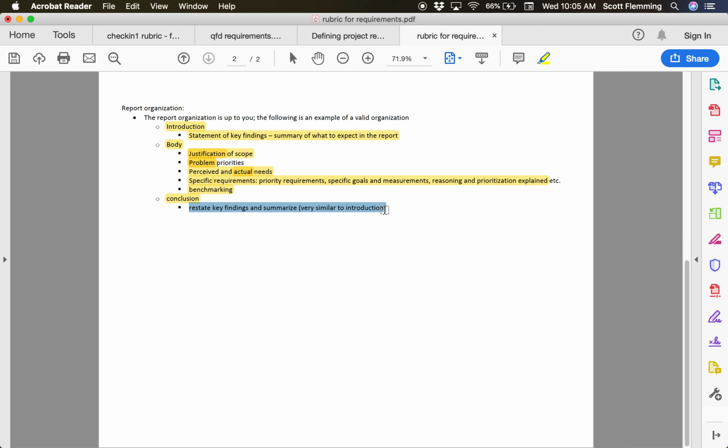Finally, the conclusion. All you do is restate. It's very similar to the introduction. You say, just a reminder, this is what we talked about. Here we scoped down to this area. We chose these top 3 or 4 problems, whatever you think is reasonable. And we focus on these requirements. These are the key requirements for each of these 3 problems. And here are our conclusions. Okay, so that's it.